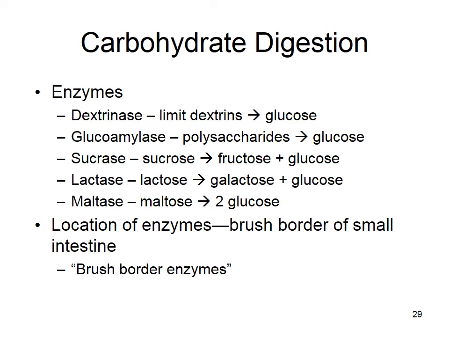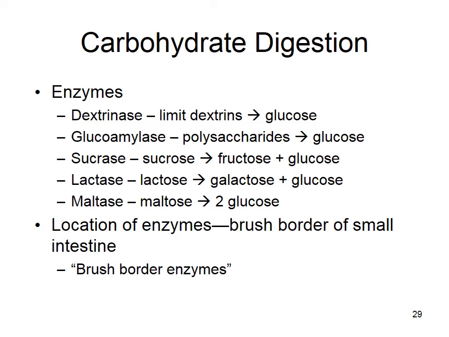Okay, you also have glucoamylase, so any polysaccharides that either one of the other amylases, pancreatic or salivary, haven't digested, it also will convert into glucose. Okay, sucrase will convert sucrose into fructose and glucose. Lactase will convert lactose into galactose and glucose. Maltase will convert maltose into 2 glucoses. Notice we have monosaccharides as the end product. Okay? These brush border enzymes are on those enterocytes.